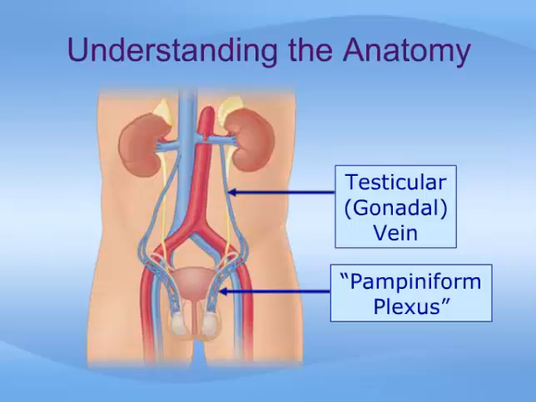The collection of veins that dilates to form a varicocele is called the pampiniform plexus. This network of veins arises from the testicle, or testis, and follows the spermatic artery out of the scrotum, which is the sac containing the testicles. It then drains into the groin, technically the inguinal canal, and eventually into the abdominal cavity, where they unite into a single large vein called the testicular or gonadal vein.